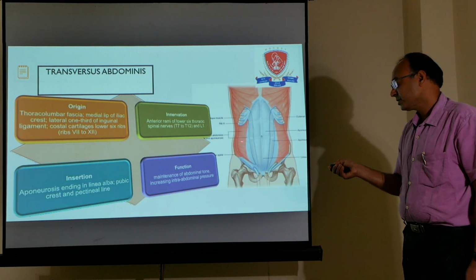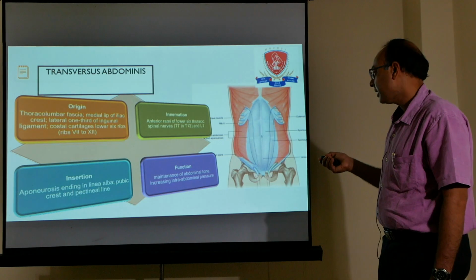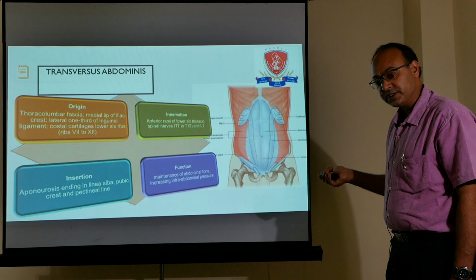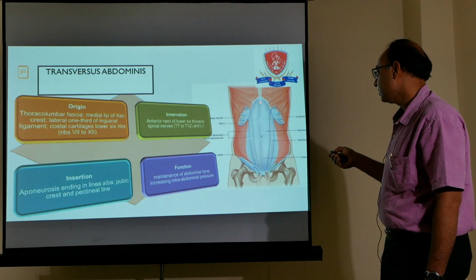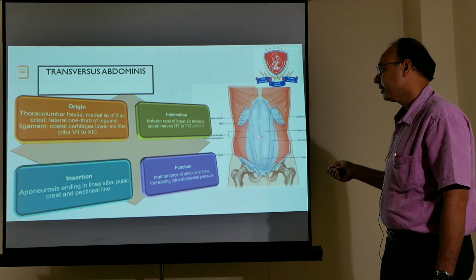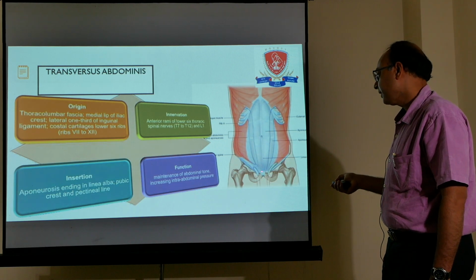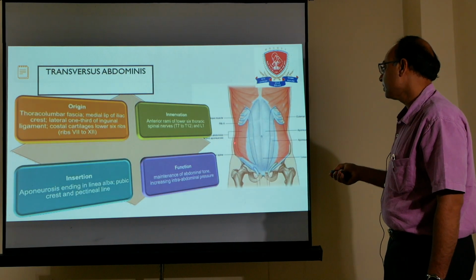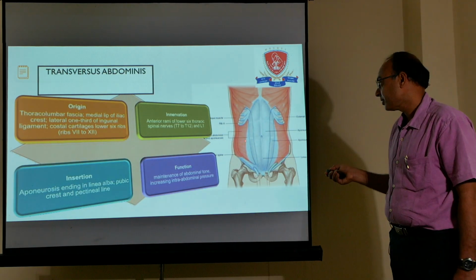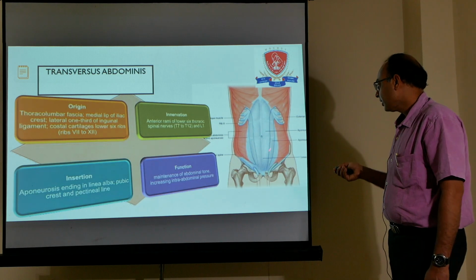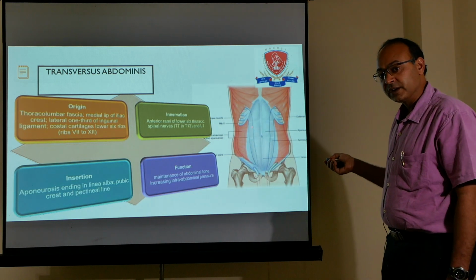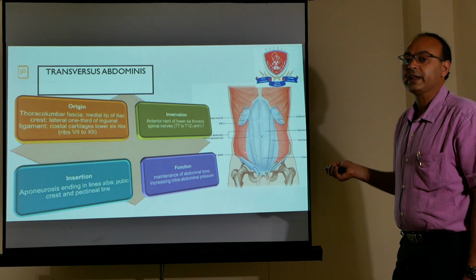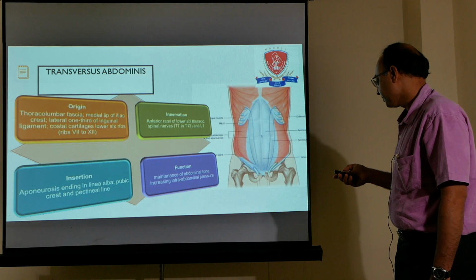The direction of this muscle is transverse. It is absolutely transverse. Again, it ends as an aponeurosis. This aponeurosis is inserted in the midline into the linea alba, and inferiorly it is attached to the iliac crest and the pectineal line. So this is the transverse abdominis muscle. It is innervated by the lower 6 thoracic spinal nerves and L1, and the function is to maintain abdominal tone and increase intra-abdominal pressure.